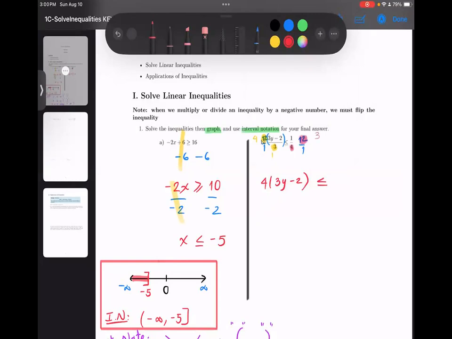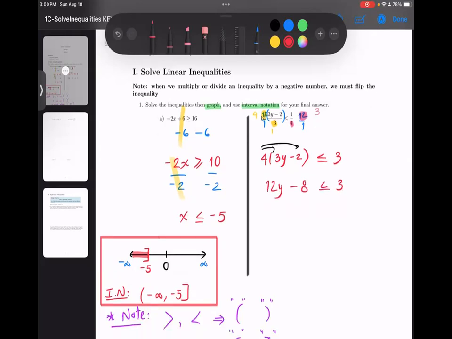3 there, right? So less than or equal to 3. Now it's an inequality. You know how to solve these. First, we could divide both sides by 4, but we run into fractions again. So distribute the 4. Right? Distribute the 4. So I have 12y minus 8 less than or equal to 3, right?